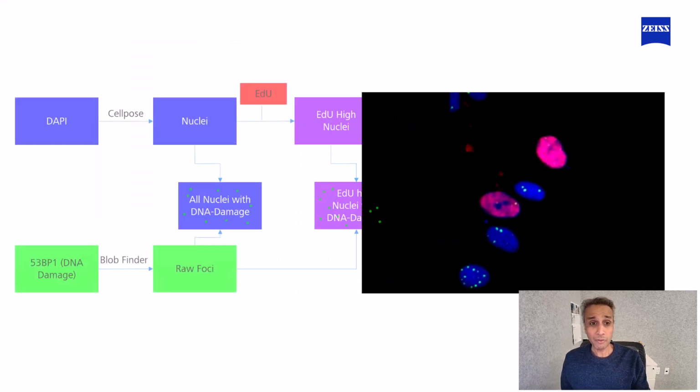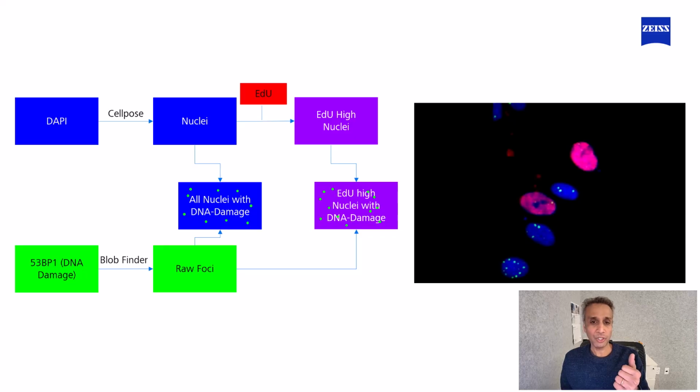So the pipeline covered in this video involves first segmenting all nuclei using deep learning, and detecting DNA damage foci using the blob detection algorithm available in arivis Pro. Then nuclei in the S phase are identified by setting a threshold for the EdU intensity for the nuclei that just got segmented.